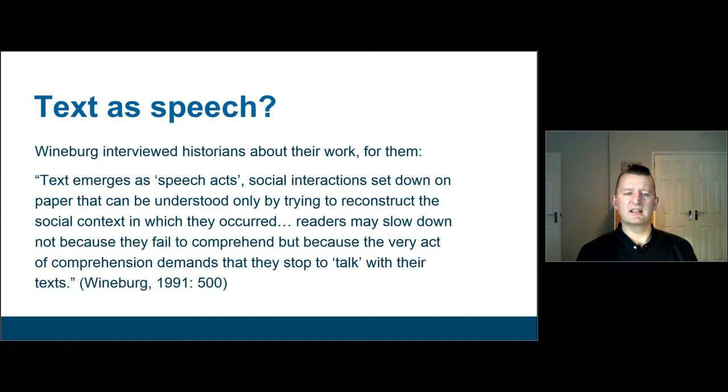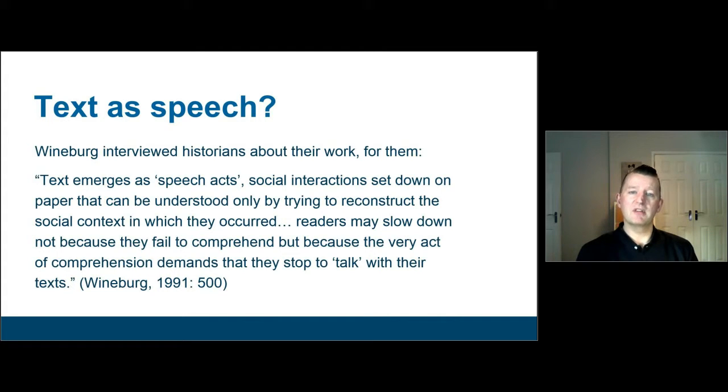So he puts it like this, that their text emerges as a speech act in the sense that it's a social interaction set down on paper that can be understood only by trying to reconstruct the social context in which they occurred. Readers may slow down, not because they fail to comprehend what the historian has written, but because the very act of comprehension demands they stop and talk with the text. So in a way, the historical account produced by an academic historian is seen almost as their first go at the beginning of an interaction with people.